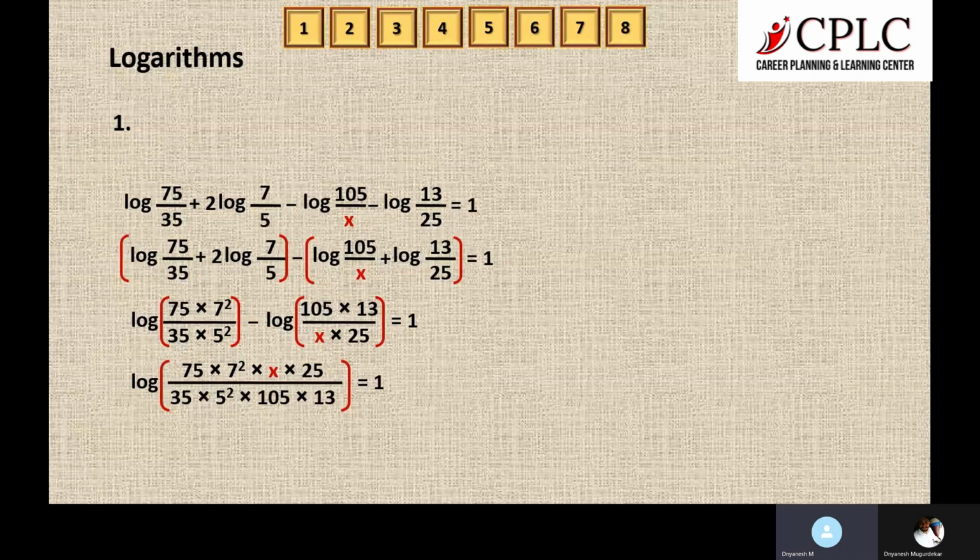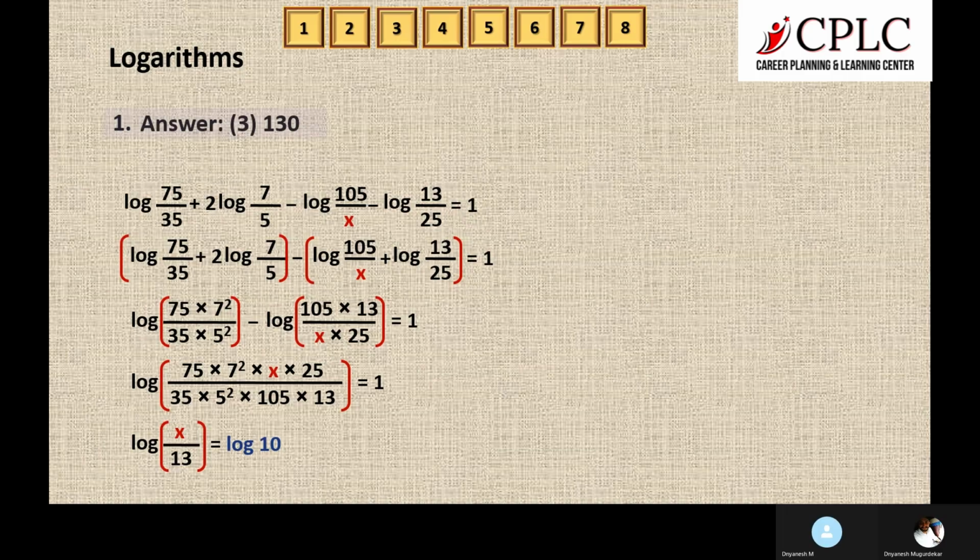When you are done with that, you will end up with log of x upon 13 is equal to 1. Now think of this: the value of x is 130, because 130 upon 13 will give you 10, and log of 10 to the base 10 is 1. So it matches with the right side. So the value of x in the first question is 130.